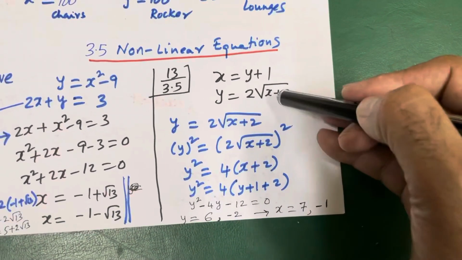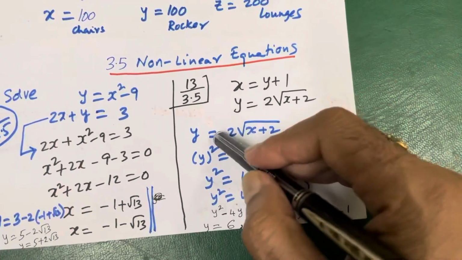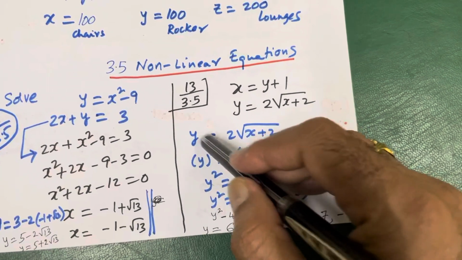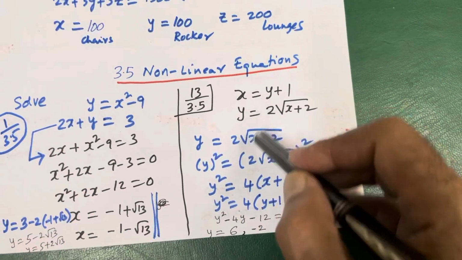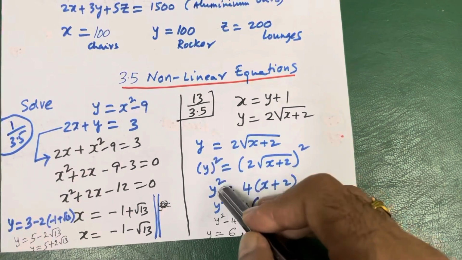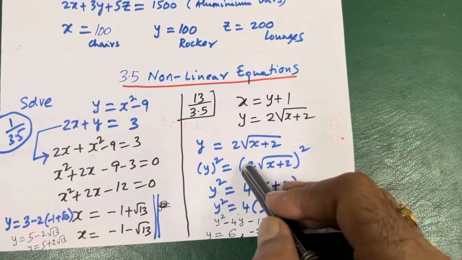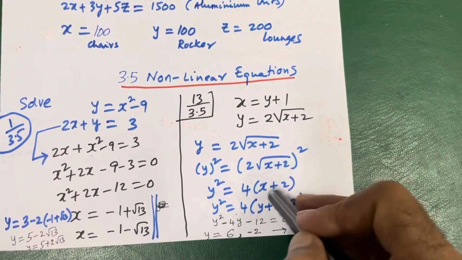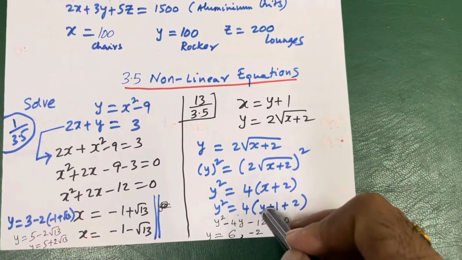x is equal to y plus 1, y is equal to 2 root x plus 2. So y is equal to 2 root x plus 2. I will square both sides because I want to remove this root. So y square is equal to 2 root x plus 2 whole square. When I square it, this will be y square, 2 square will be 4, root and square will cancel, x plus 2. So y square is equal to 4.